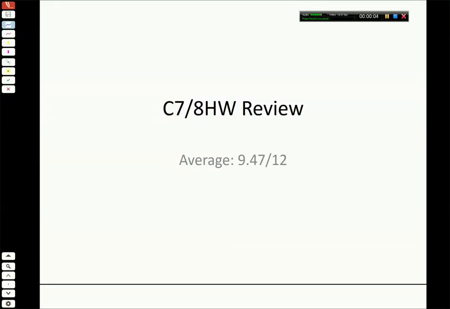This was a homework assignment that covered mostly Chapter 8, which is ideal gas laws, but also had some very end material in Chapter 7, namely lattice energies, which is everybody's favorite topic. As you can see, the average this week was 9.47 out of 12. A little bit lower than the past, but I suspect it's because of the lattice energy questions, which a lot of us had trouble with.